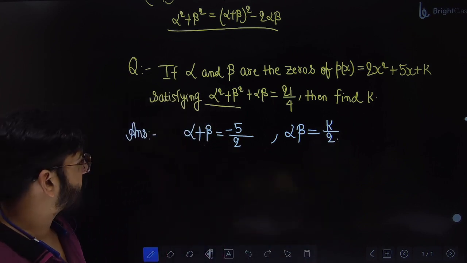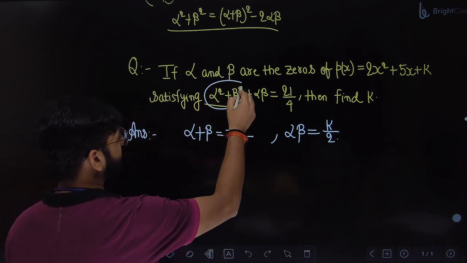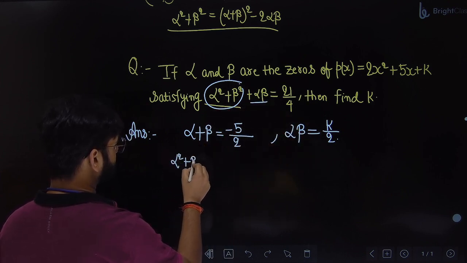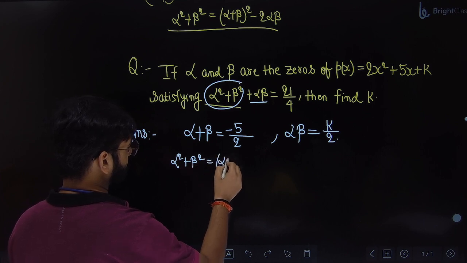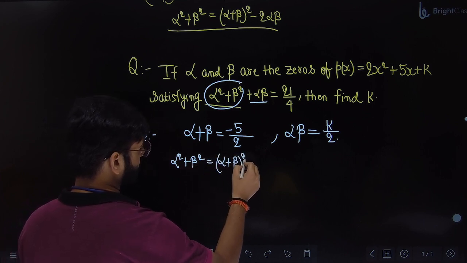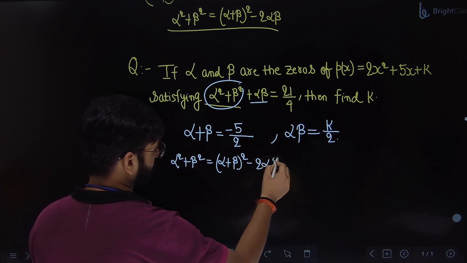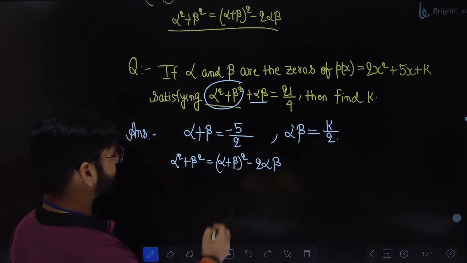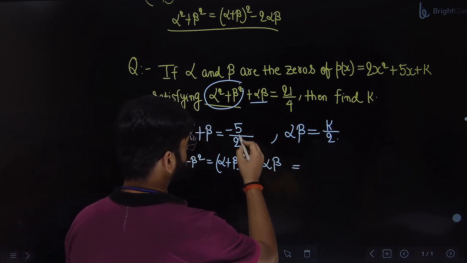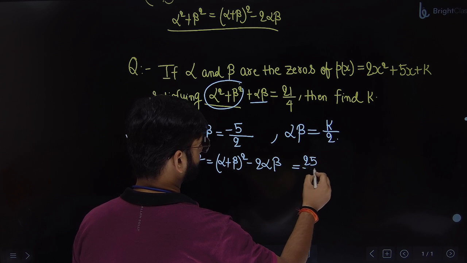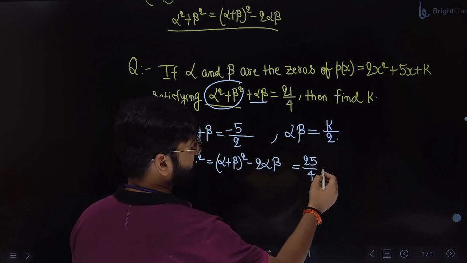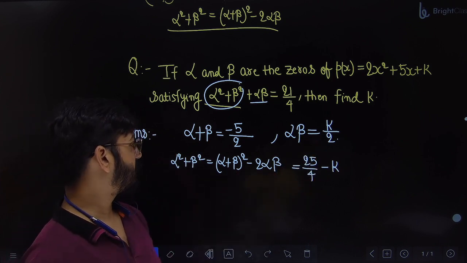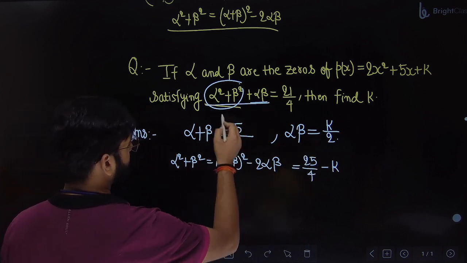All clear? Now we need to calculate this thing because alpha beta we already have. So what is alpha square plus beta square? This is the thing. Correct? That's what we discussed. You can see here. Substitute alpha plus beta whole square, 25 by 4, minus 2 and 2 gets cancelled, k. 2 into k by 2. So k. Now everything will be put here.